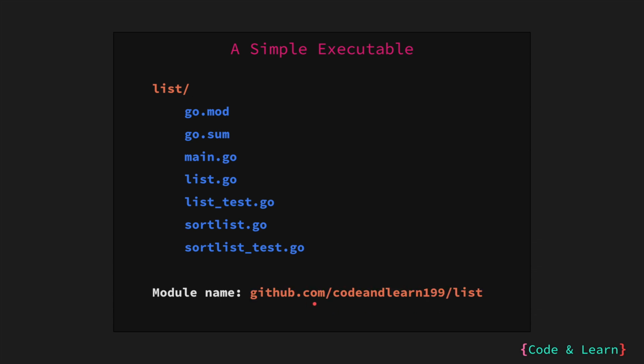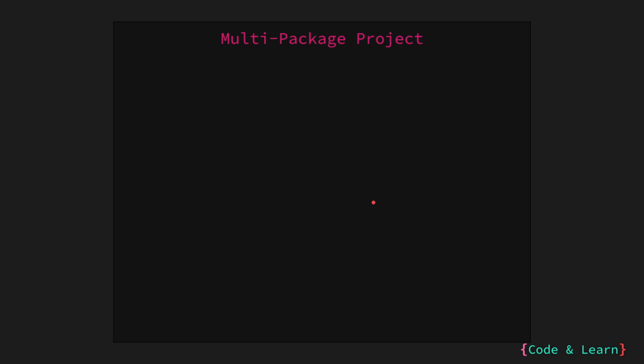The module name again is github.com/the username/the module name. And package this time is main because everything inside is an executable and lives inside main. Next, we have the multi-package project. In this kind of a project, you have multiple packages divided into their own namespace. This is still to be used by other modules and packages, so it won't have a main.go.